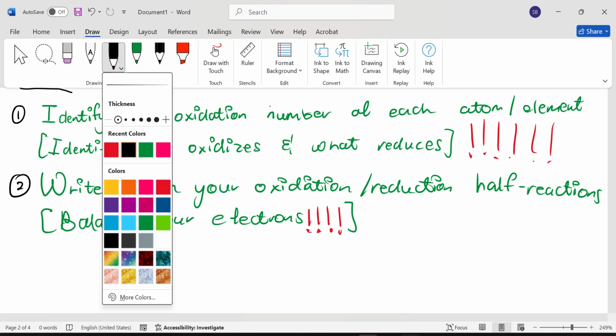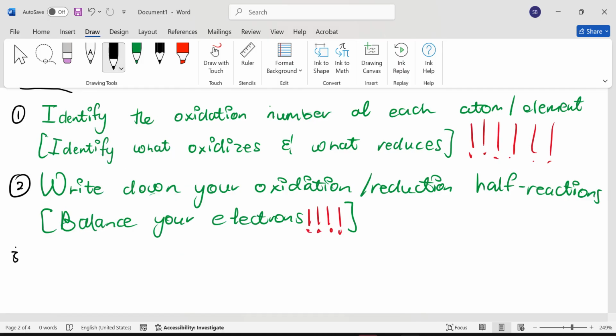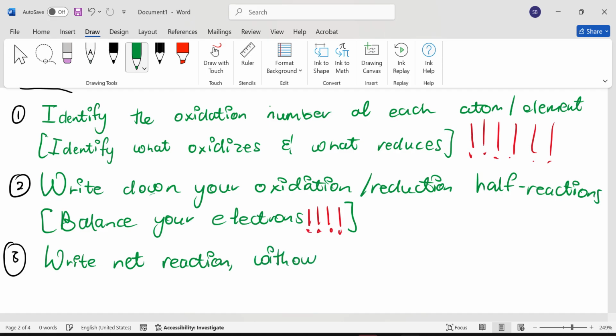Then with the third one, all you have to do is write your net reaction without electrons. So make sure that once you've balanced your electrons, you make sure that they cancel out.